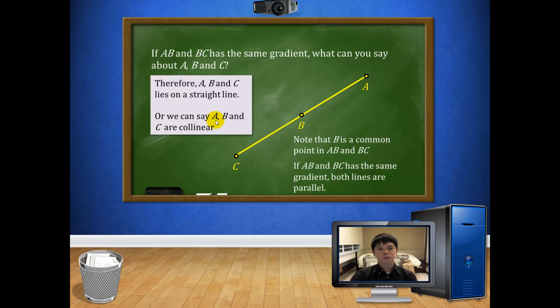Or we can say that points A, B, and C are collinear. Now collinear means that the points lie on a straight line. Please do remember this word here because we will use it for subsequent chapters from now on.